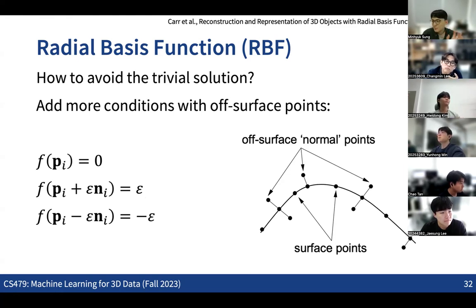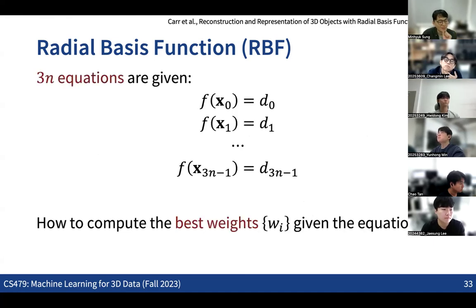So this is a very simple idea: given the n points, we're just adding the 2n equations with non-zero values here. And based on that, we are finding the best weights, which is exactly the same idea as kernel regression.